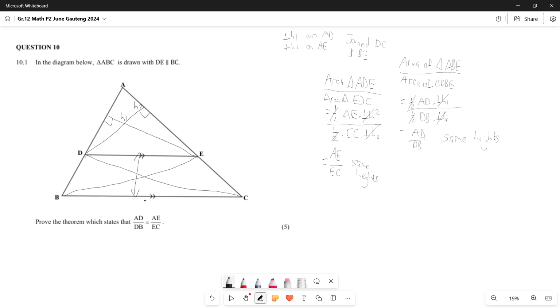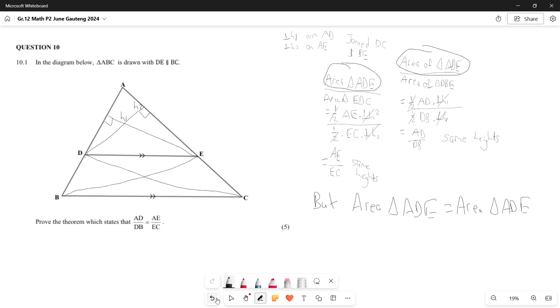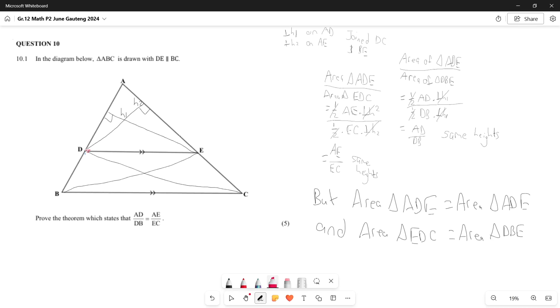Okay, imagine this was also perfectly straight. So that means we have to write this: area of triangle ADE equals area of triangle ADE. This isn't what we just stated, but we do know this is true because ADE is the same triangle. So this area over here and this area over here are exactly the same. And then, like we were talking about, the area of triangle EDC equals the area of triangle DBE over there, because these triangles here have the same base DE and then the same perpendicular height like that.